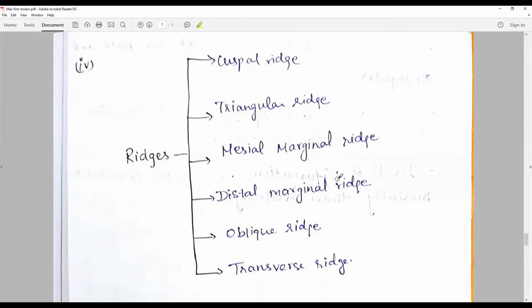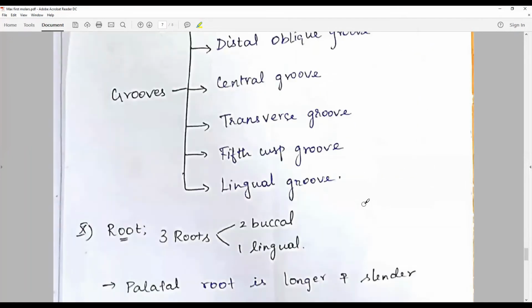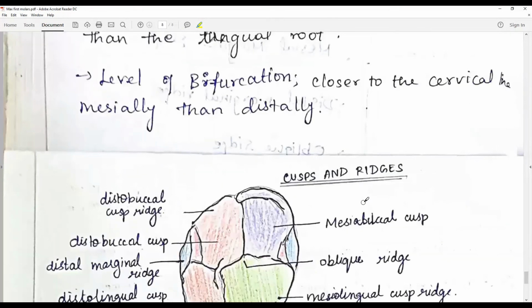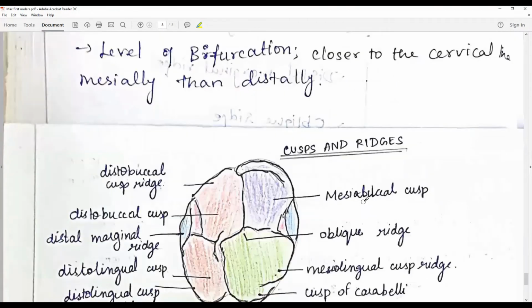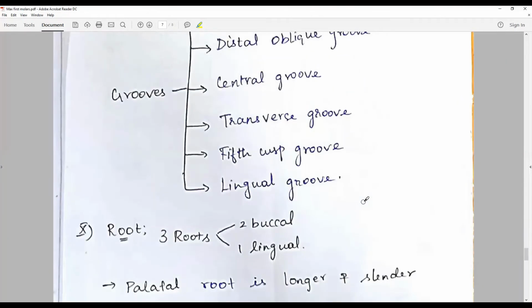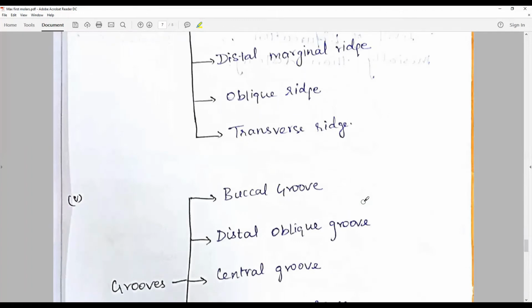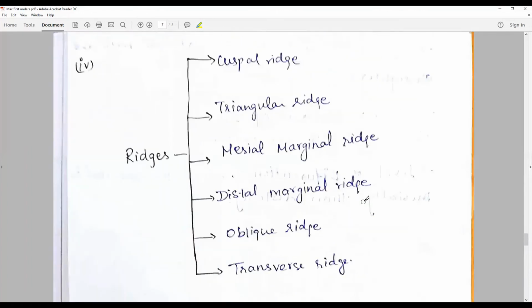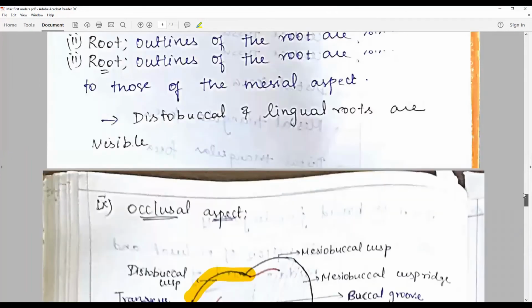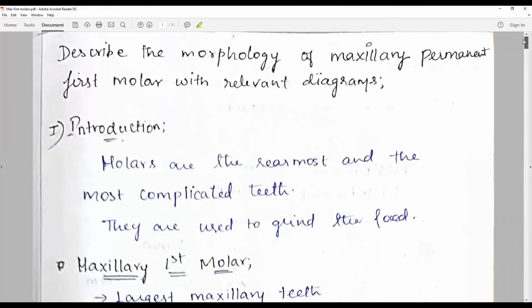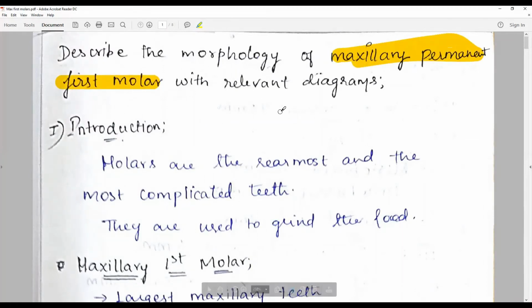You talk about the root morphology: root trunk, lingual root, buccal root, and talk briefly about the root trunk also. Then the pulp horns are 5, 3 buccal and 2 lingual or palatal. Then we have talked about the contact points for the tooth, and with that we come to the end of the discussion on the maxillary permanent first molar, which is a very important essay question. You cannot afford to miss. Learn it by heart using the keys that have been provided as well as your textbooks.